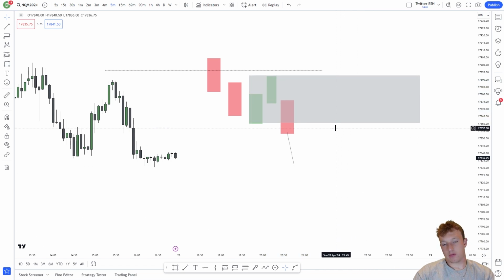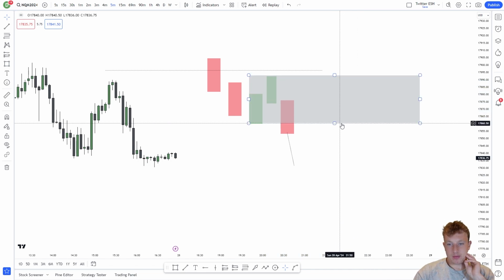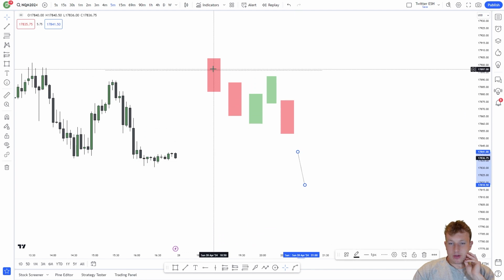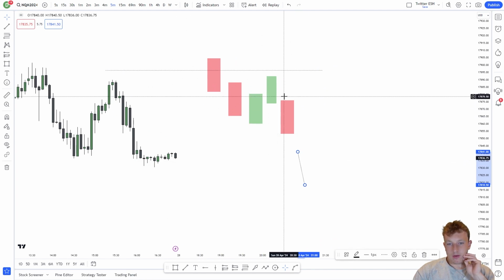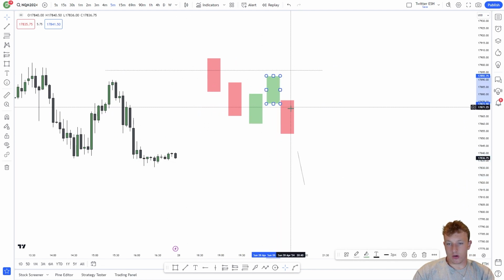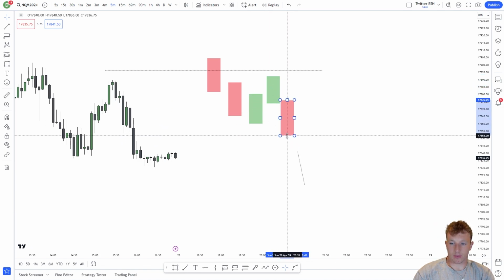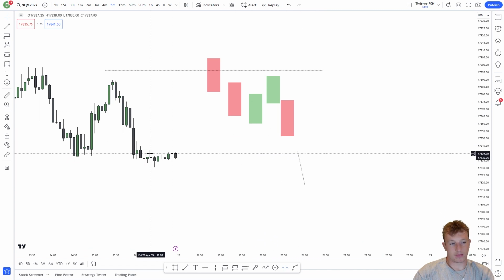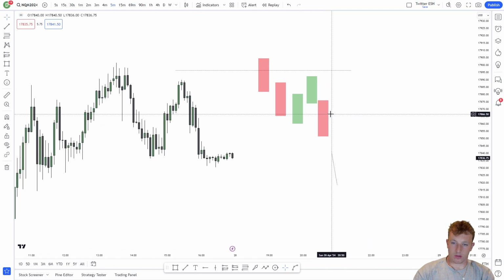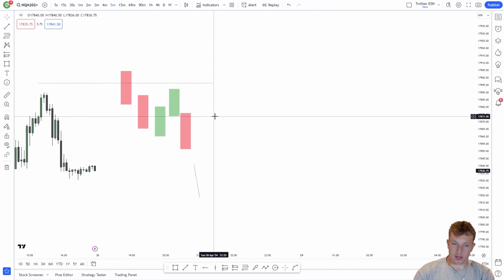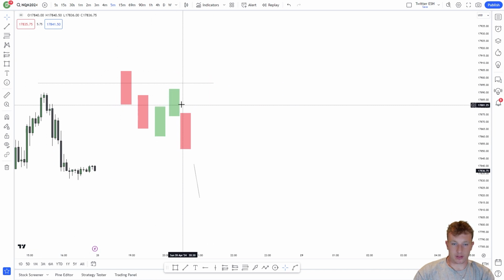Now this is the typical representation of them. But when you see this formation off of an important level, after we close, and the key word is close, after this red candle closes beneath both these up close candles, that tells us we're probably going to go down further. So that's a bearish order block. A bullish order block is just the same thing, but to the upside.